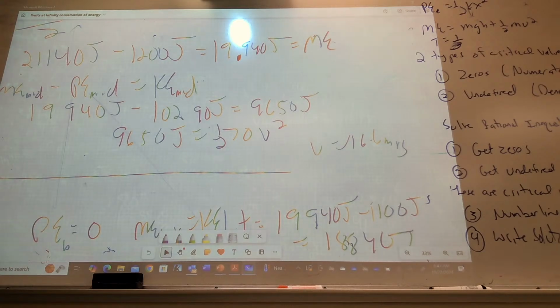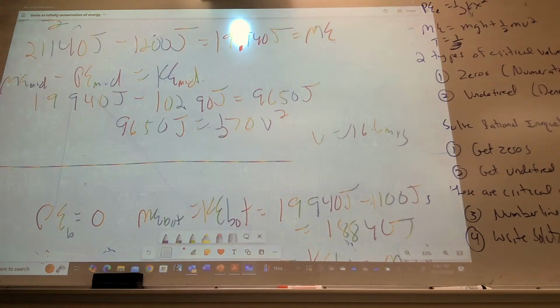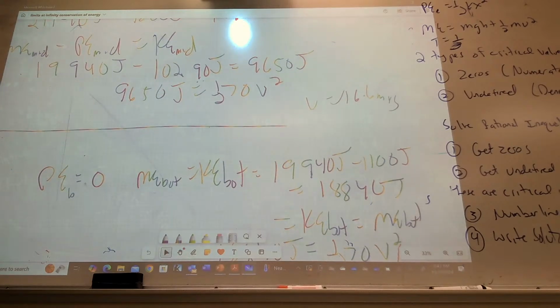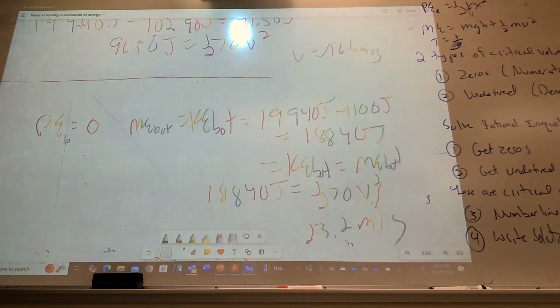Connie, did you get the speed at the bottom? Good, you should get 23.2 meters per second. We have this 18,840, you set that equal to 1/2 70 v squared.